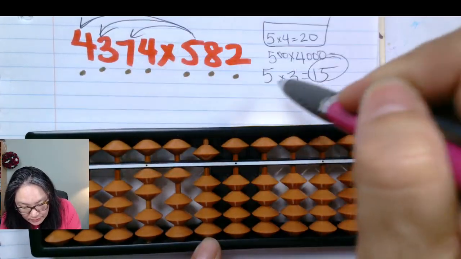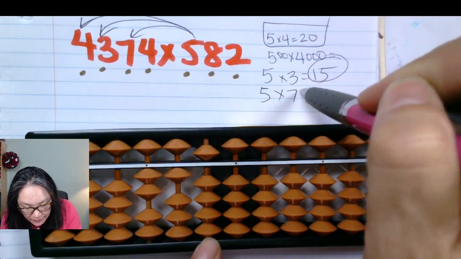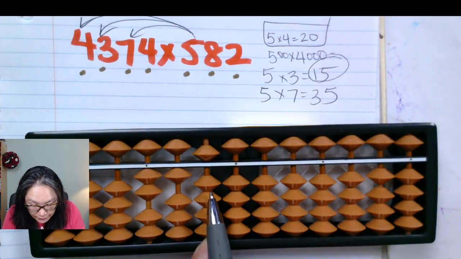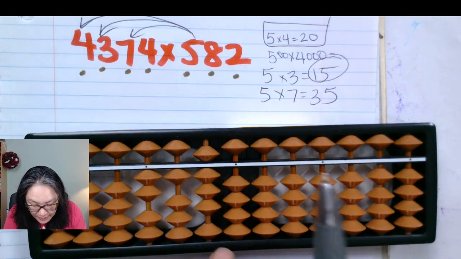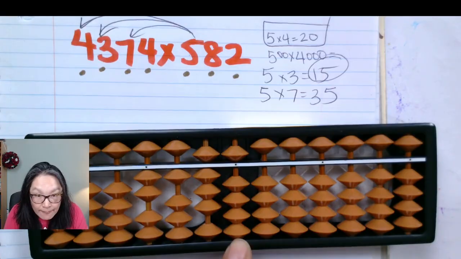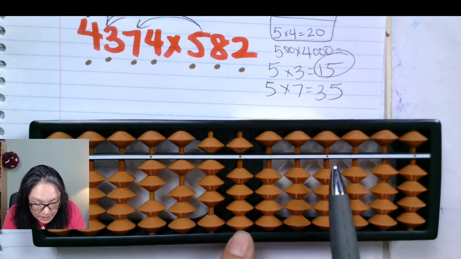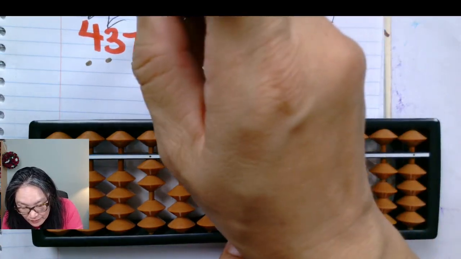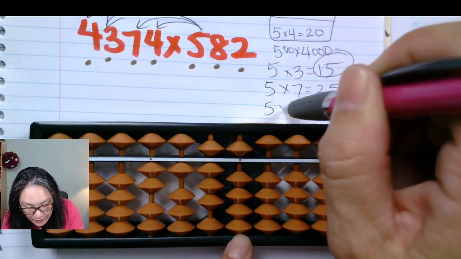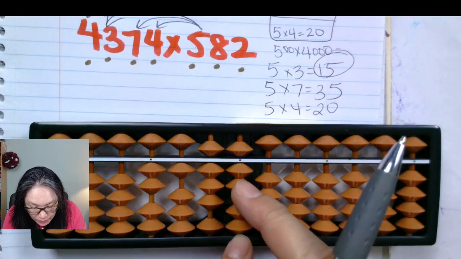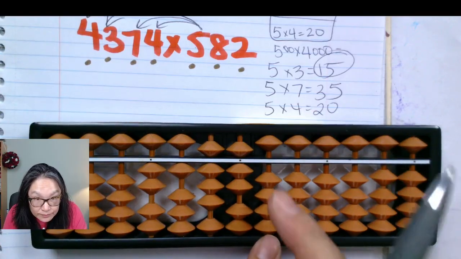5 times 7 is 35. I add 5, I'm at 30, and add 5. Yes, I keep going, because I have to end up here. So 5 times 4 is equal to 20. I add my 2, I add my 0. Now I'm done with this one.